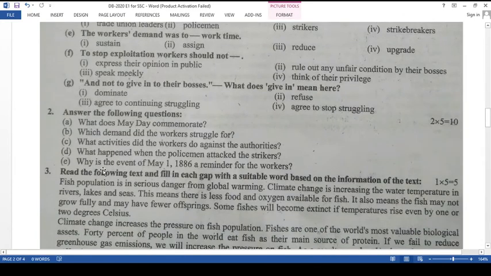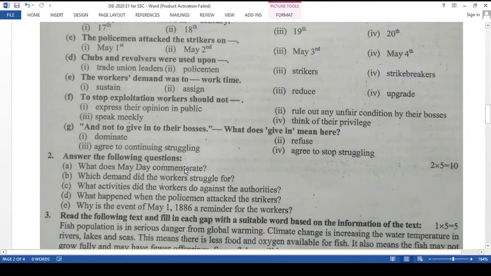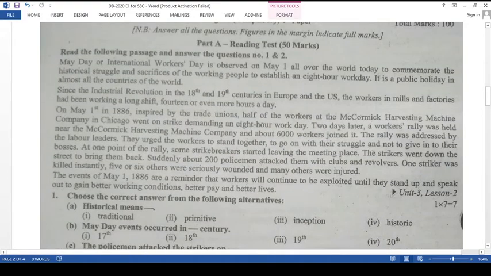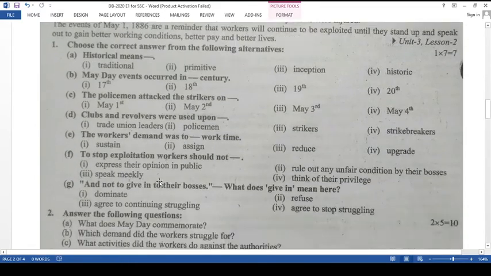The last question: why is the event of May 1st, 1886 a reminder for the workers? Why is it a reminder? It is a reminder that workers will continue to be exploited until they stand up and speak out to gain better working conditions, better pay, better life. So this answer is also available in the passage, the very last paragraph.